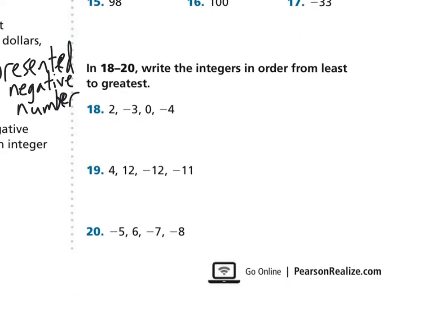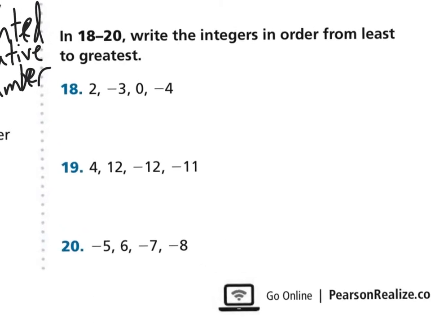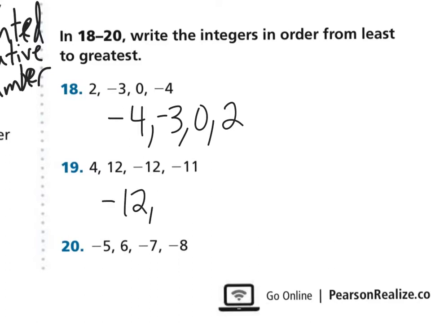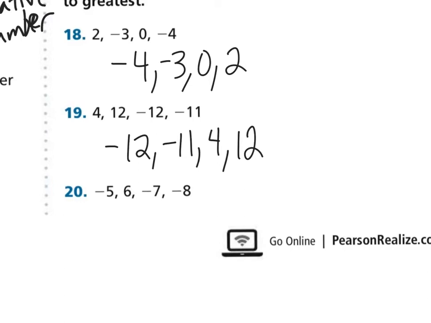So next, if we look at numbers 18 through 20, they want us to write these in order from least to greatest. So this would be negative 4, negative 3, 0, and 2 for number 18. Number 19 would be negative 12, negative 11, 4, and 12. And again, if it helps you, if you want to draw a number line here, you can. Furthest to the left is the smallest, furthest to the right's the biggest. And number 20, negative 8, negative 7, negative 5, and 6.